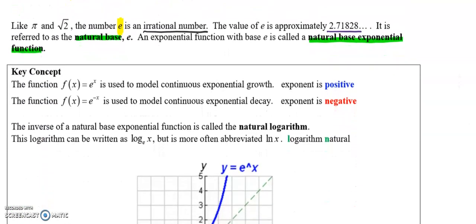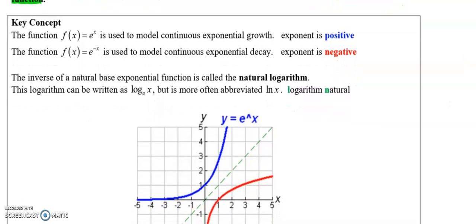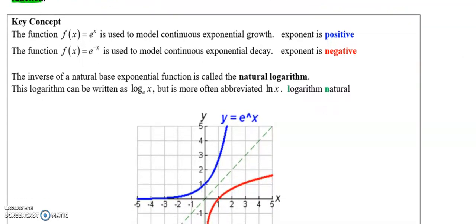Key concept. The function f of x equals e to the x is used to model continuous exponential growth. The exponent, notice, was a positive x, so we have exponential growth. If we have e to the negative x, it's used to model decay. Notice there, the exponent is a negative number.